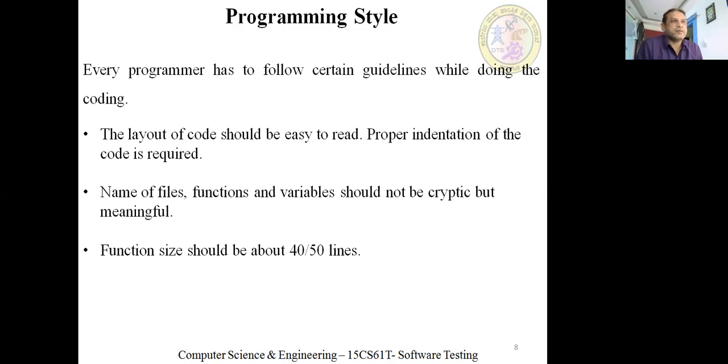Every programmer has to follow certain guidelines while doing the coding. The layout of code should be easy to read. Proper indentation of the code is required. Names of the files, functions, and variables should not be cryptic but meaningful. Function size should be about 40 to 50 lines. Should not be cryptic, as I told you, I, J, K, P, Q, R. Don't do like that. So give some meaningful variable names and function names. That should be the programming style.